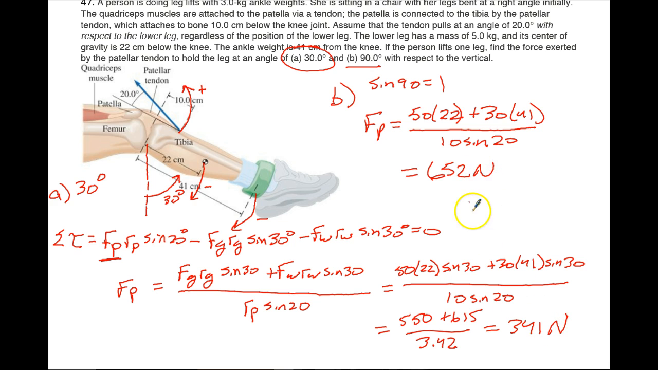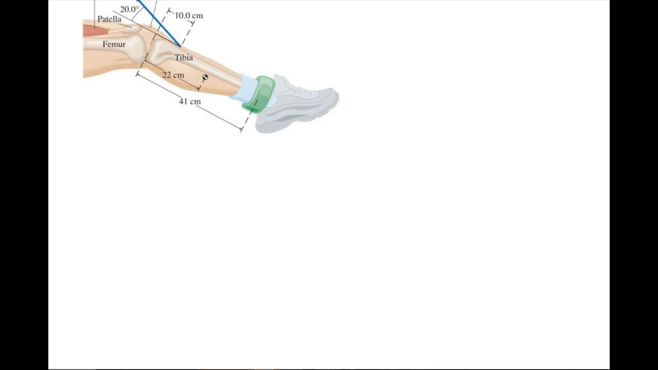And that makes sense. It should take a lot more force in order to hold the leg straight out than it does when it's just bent at about a 30-degree angle. So you've got 60 more degrees of rotation. And with that 60 more degrees of rotation, you need a little less than double the force to pull that leg up. And that is number 47. That's one of the harder ones to do, I think.